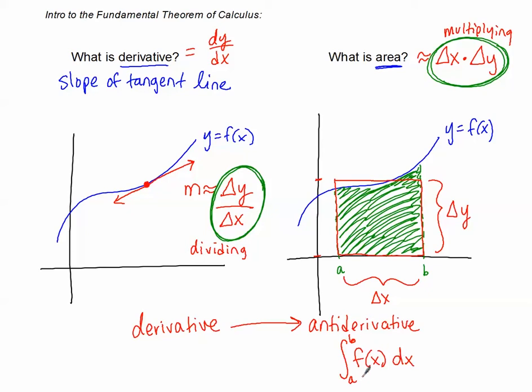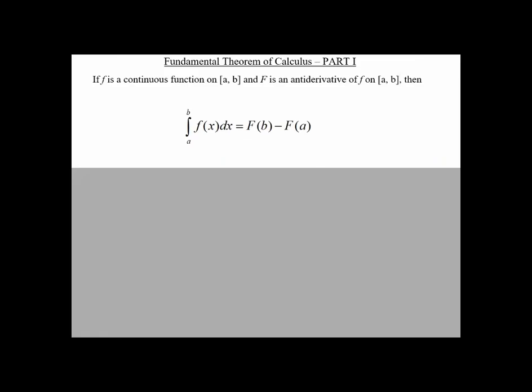And this is basically the fundamental theorem of calculus. So the fundamental theorem of calculus tells us that if f is a continuous function on the closed interval a to b, and uppercase F is an antiderivative of f on that closed interval a to b, then the definite integral from a to b of f of x dx is the antiderivative evaluated at the upper limit b minus the antiderivative evaluated at the lower limit a.